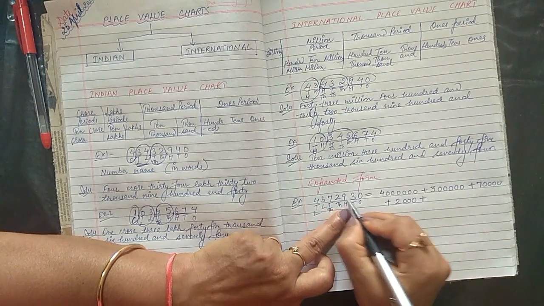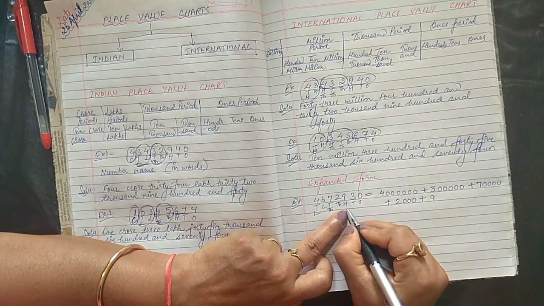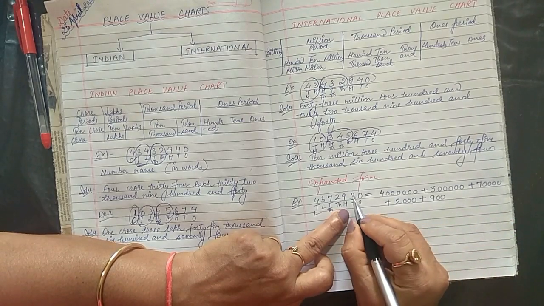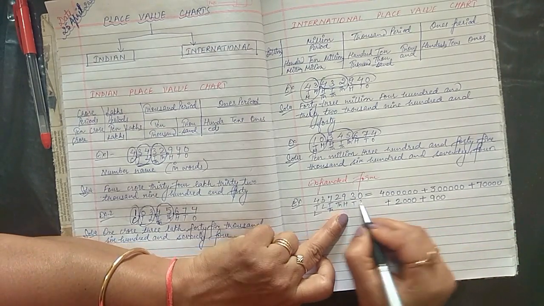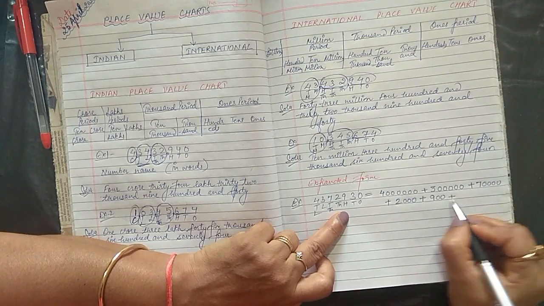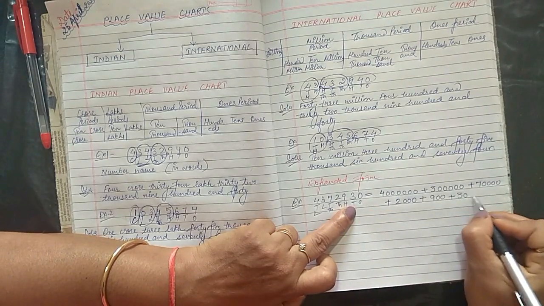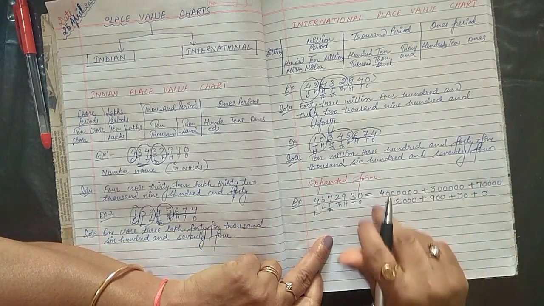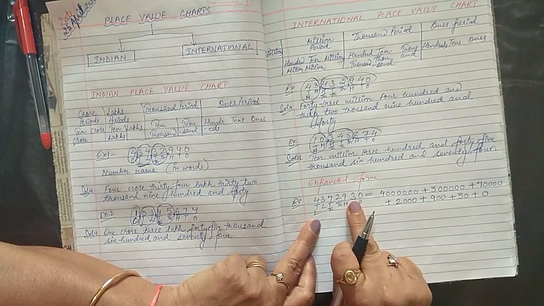Then plus, then comes 9. Check the place value. It's 100. So you have to write 900. Or the other method, you can check the digits. 1, 2. So you have to put 2 zeros over here. Next comes 3, 30. And the last one is 0. So what is this, kids? This is the expanded form of this large number.